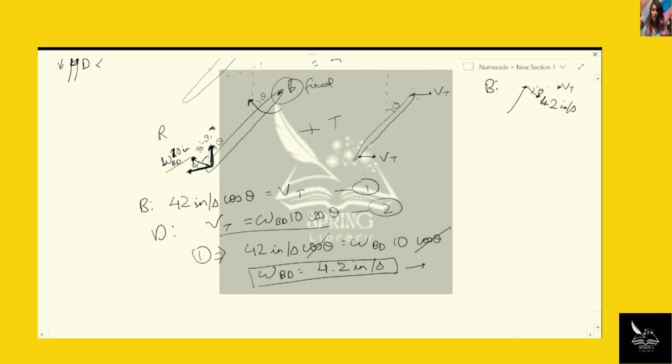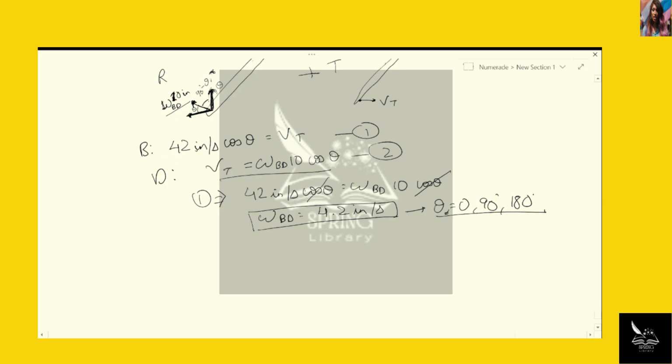So this is for theta equals 0, 90 degrees and 180 degrees. Now the next part asks us the velocity of point D. The velocity of point D is going to be the vertical component. So it's going to be omega BD times 10 sine theta. So let's put these numbers in. If you put this omega here, you will get 42 inches per second sine theta. So this is your VD as a function of angle.